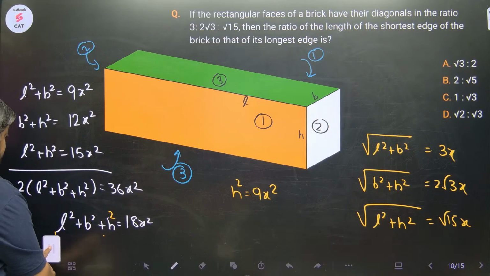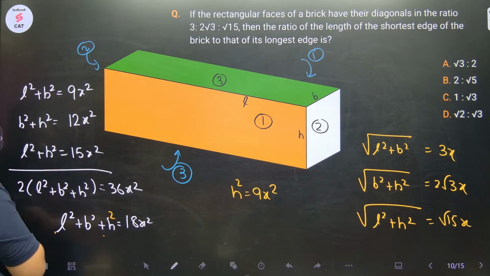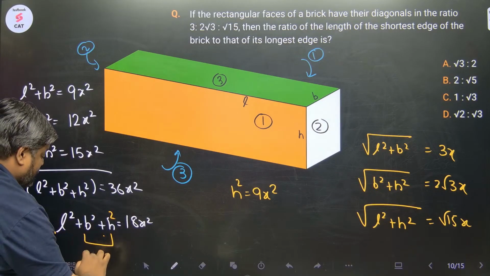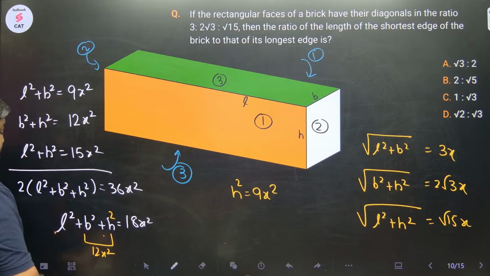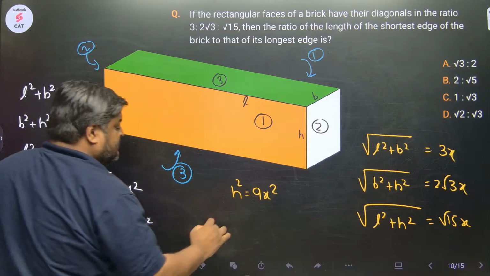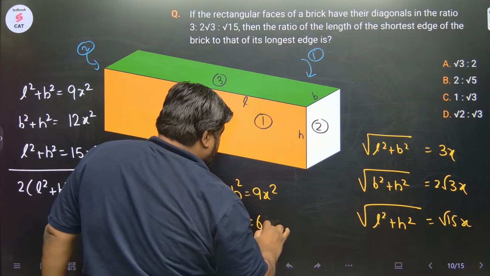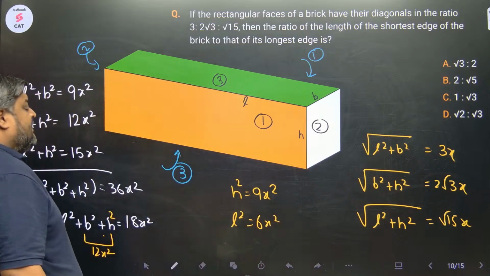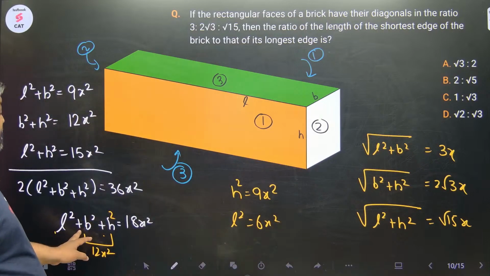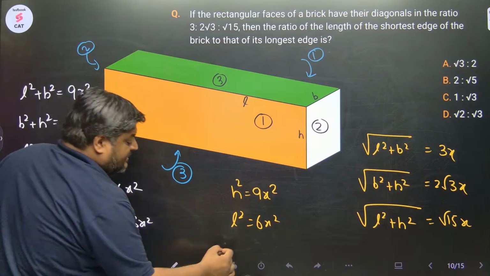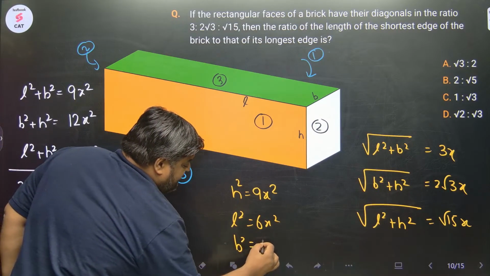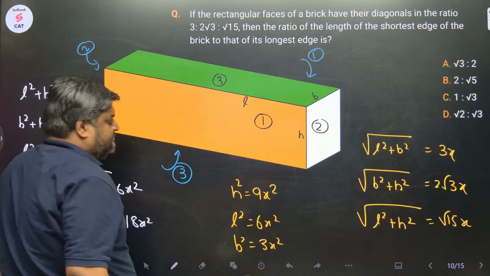Now similarly, b square plus h square is 12x square. How much is l square? l square is 6x square, and by same logic b square would be 3x square.